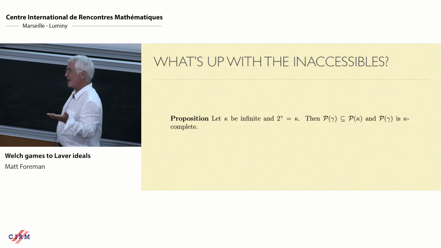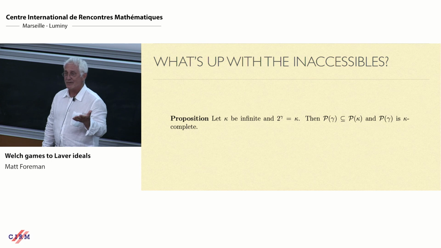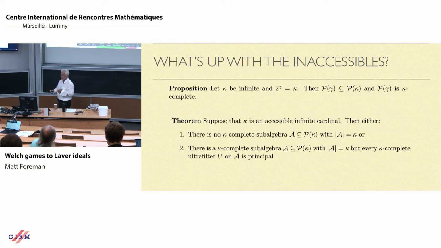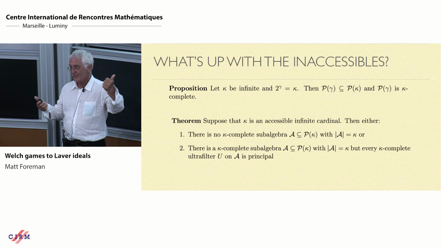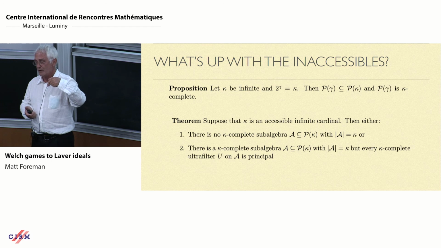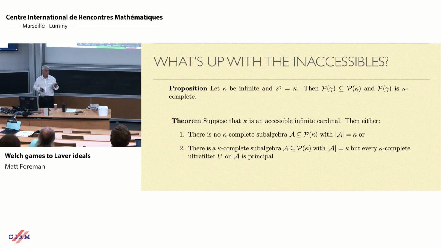Okay, well, I'm trying to respond to this, but I can't play a non-principal kappa complete ultrafilter on the power set of gamma because kappa is bigger than gamma. Okay, so what's the upshot here? This is the theorem. If kappa is an inaccessible infinite cardinal, then either you don't have any subsets of the power set of kappa which are kappa complete and of cardinality kappa, in which case player 1 can't play, or there's a kappa complete subalgebra of the power set of kappa that has cardinality kappa, but every kappa complete ultrafilter U on A is a principal ultrafilter.